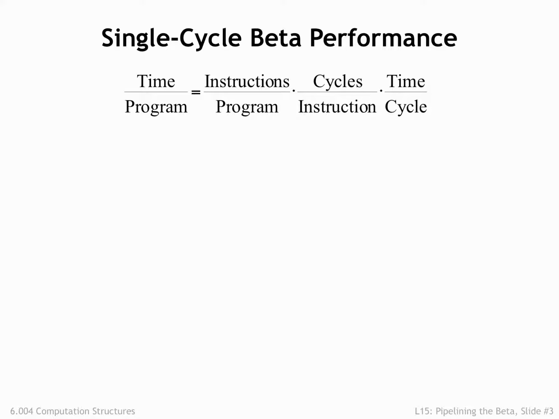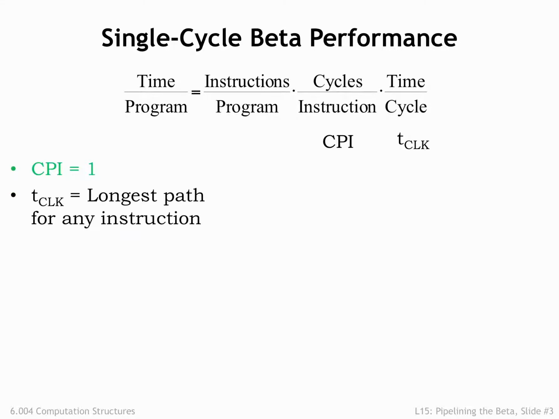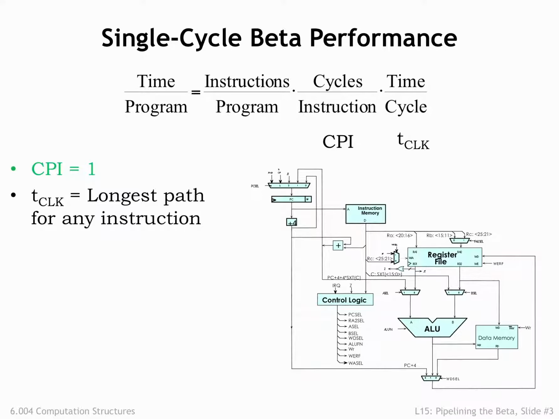As CPU designers, it's the last two terms which are under our control, the cycles per instruction, CPI, and the clock period, T-clock. To affect the first term, we would need to change the ISA or write a better compiler. Our design for the beta was able to execute every instruction in a single clock cycle, so our CPI is 1. As we discussed in the previous slide, T-clock is determined by the longest path through the beta circuitry.